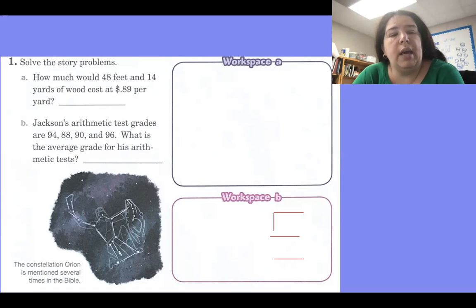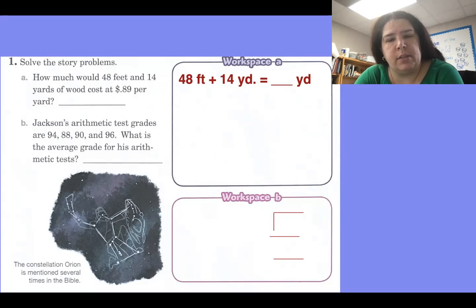So you have 48 feet plus 14 yards equals how many yards? You must know to do this, boys and girls. Do not add that 14 and 48. It will not be the correct answer. So the first thing you do is change them all to yards because they want the answer in yards. So you have blank yards plus 14 yards equals blank yards.